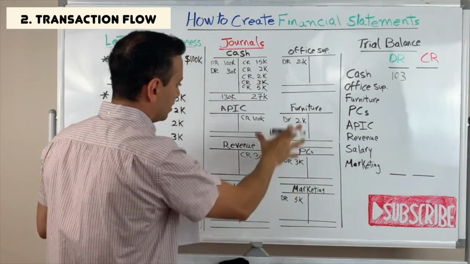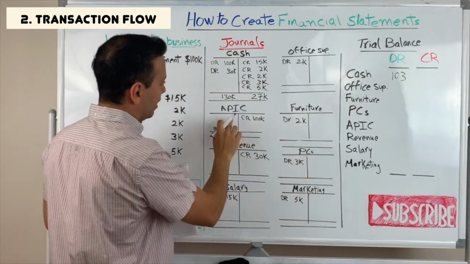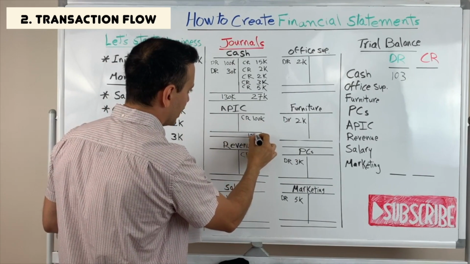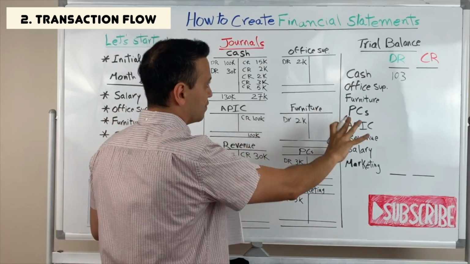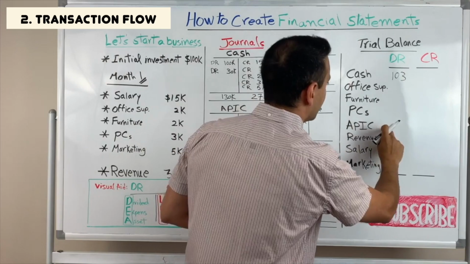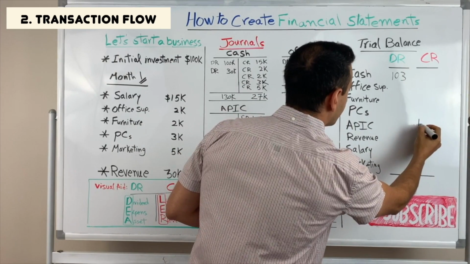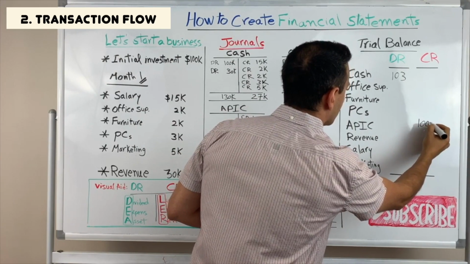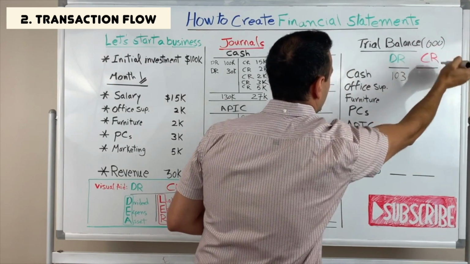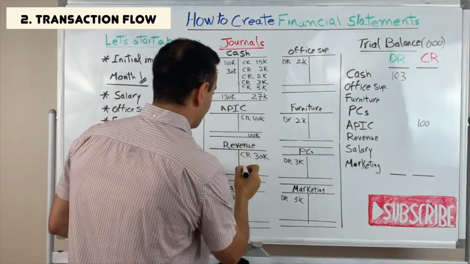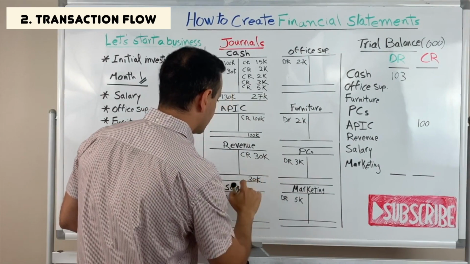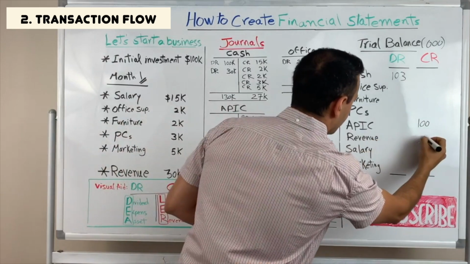And you do the same thing basically for all of the other accounts. So APIC has only one entry, a credit of 100K. So that would be 100K on the credit side, and you transfer that here, APIC, 100K on the credit side. And this is going to be all in thousands. And then for revenue, credit 30K. So that's a balance of 30K on the credit side. Revenue 30.